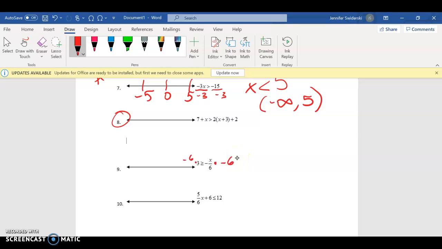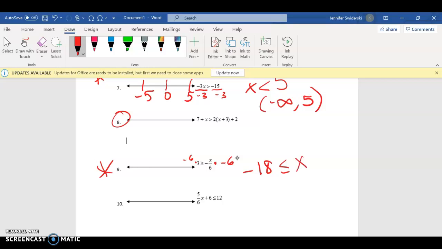Oh, hey, this one's tricky. Put a star by it. -6 times 3 is -18. I multiplied by a negative, so what does that mean I need to do? Yeah, flip it. So we get -18 is less than or equal to x.